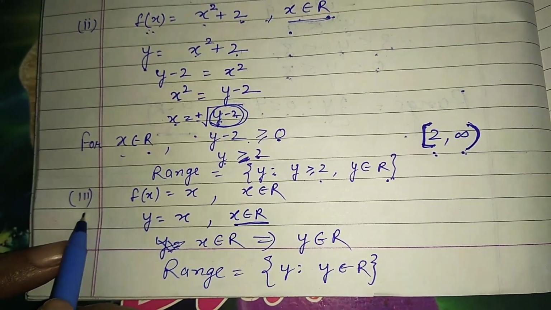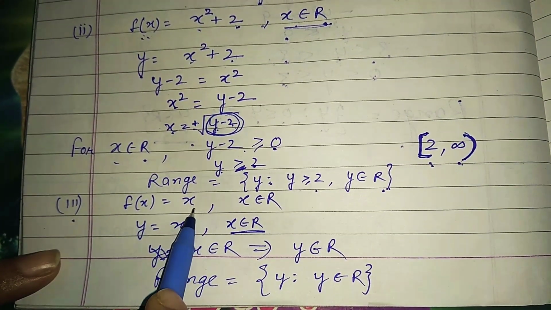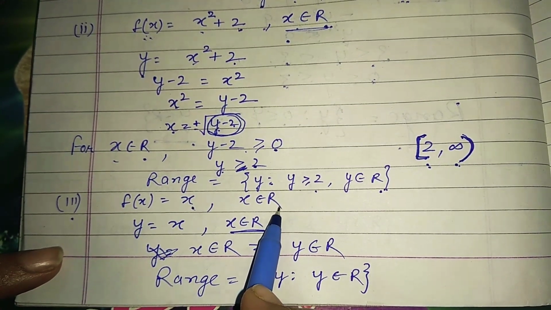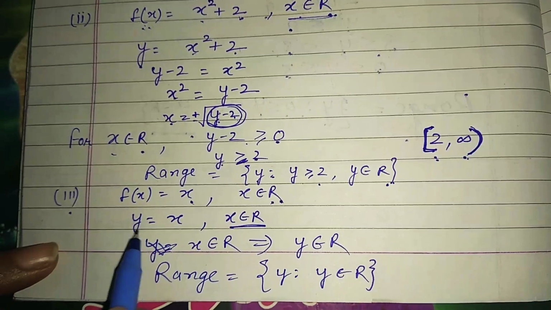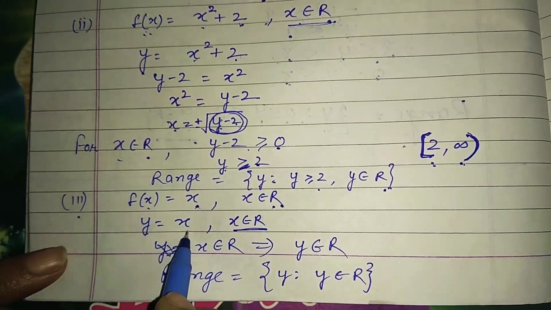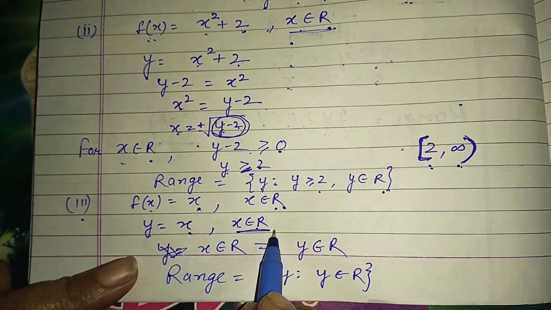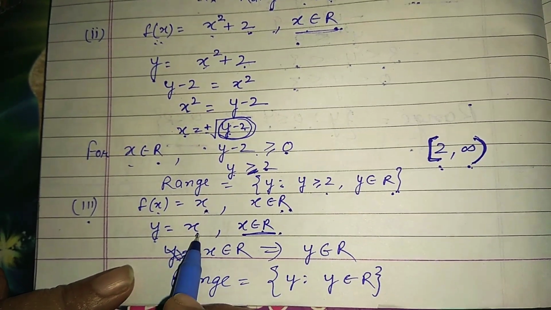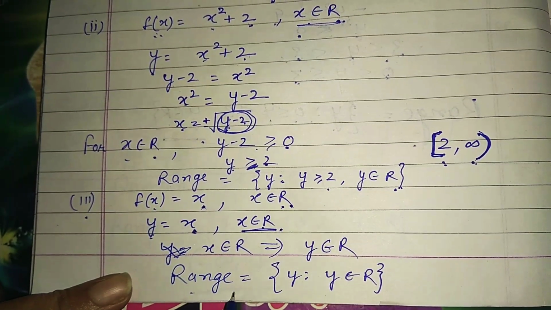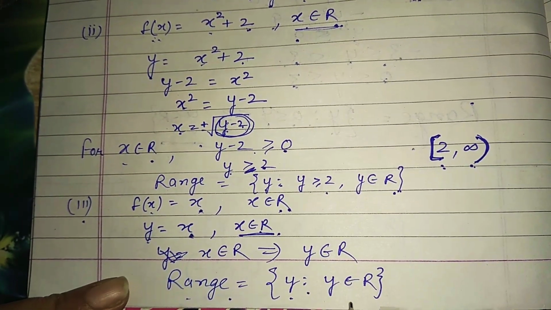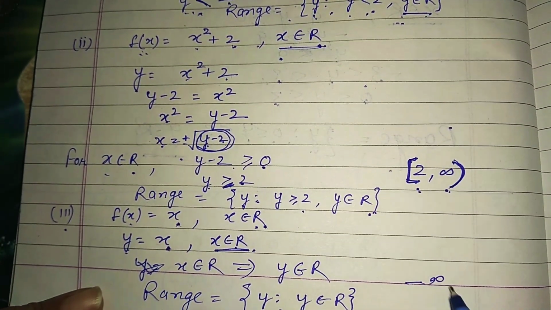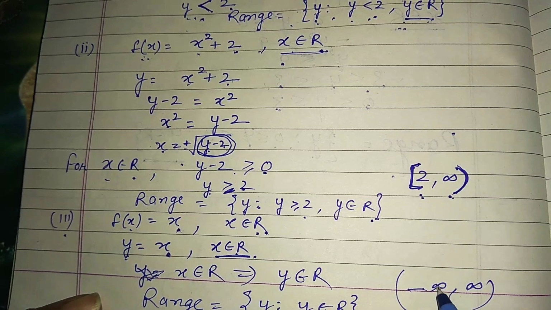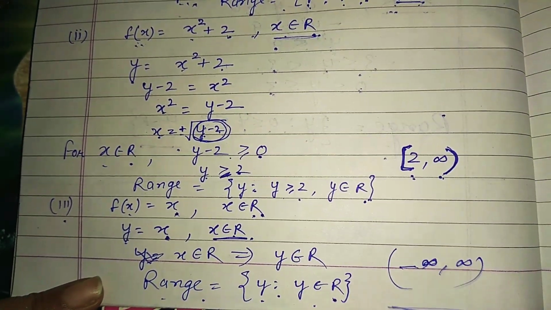Okay, now come to the third part, f(x) is equal to x, where x belongs to R. So for finding the range, the domain is given, so f(x) is equal to x, y is equal to x, and x belongs to real numbers, that means y also belongs to real numbers. So what is the range here? y is such that y belongs to all real numbers, or you can write minus infinity to infinity. Okay.